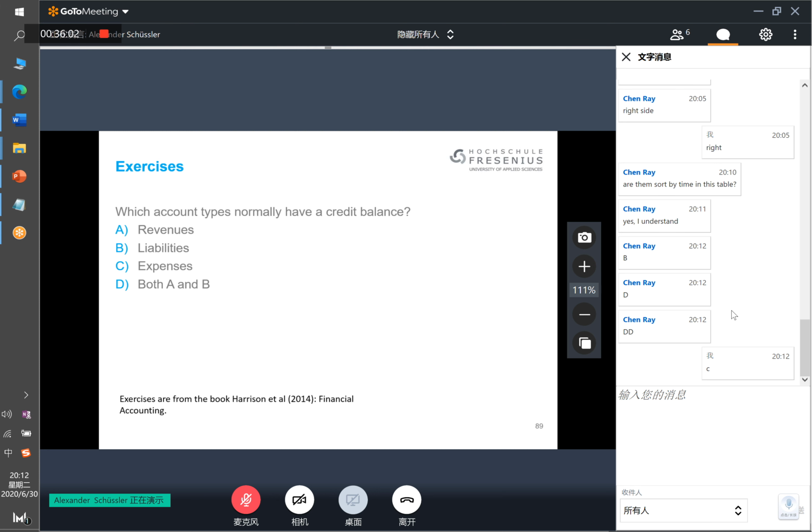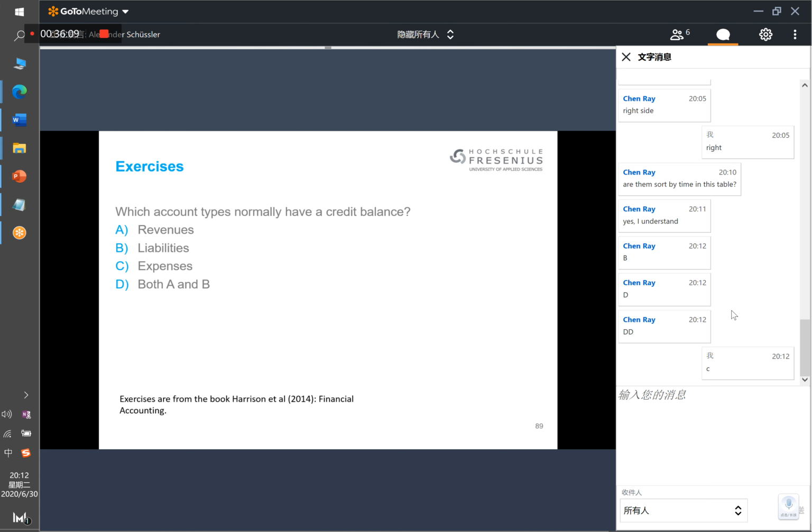Okay, let's think about it. Revenues are normal equity accounts. They have a credit balance. Yeah, so revenues is correct. What about liabilities? Do they have a credit balance?